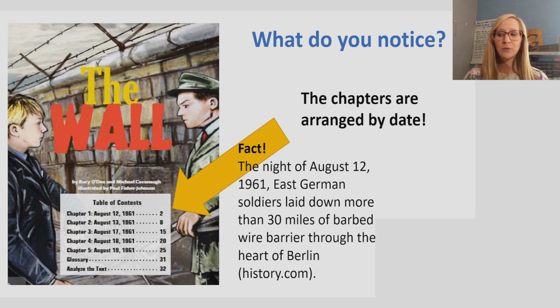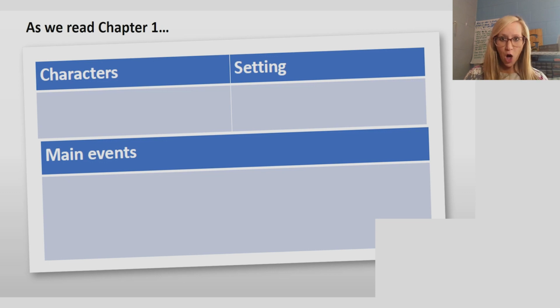Today we are going to be reading Chapter 1 of The Wall. I think it will be helpful to set up a chart like you see on the screen to keep up with the story elements that we are looking for. So on your piece of paper, create a chart that looks like this.